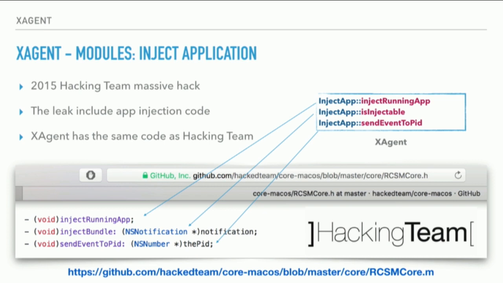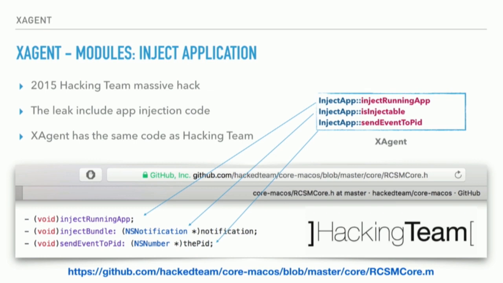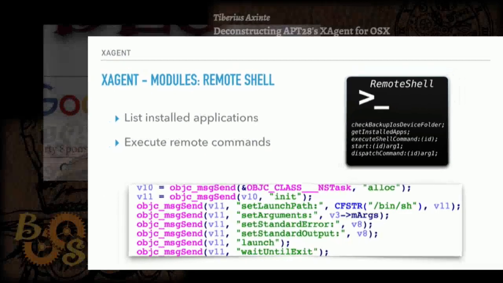And if we compare their code with the one from the XAgent component that we found, we can see that it's basically identical. Even the class names and the method names are the same. So this can be another example of malware writers reusing the Hacking Team's leaked code from GitHub.